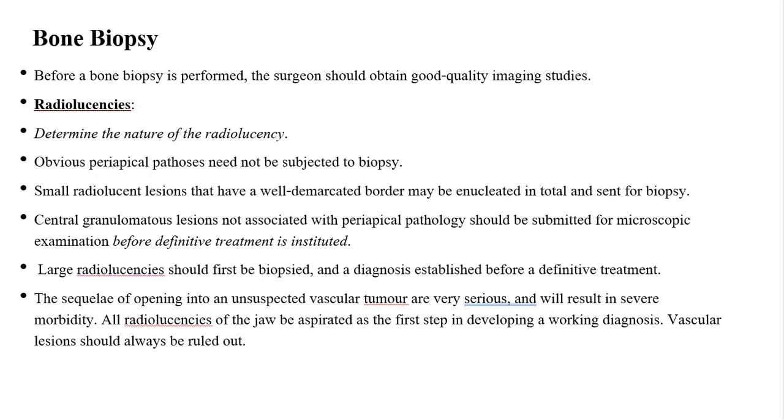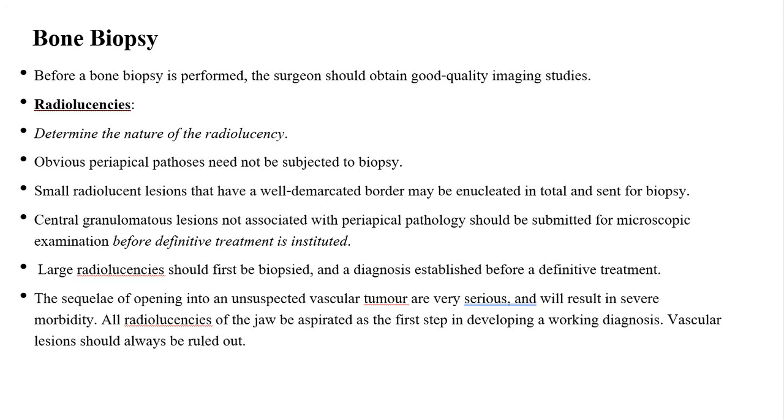Next is bone biopsy. Before a bone biopsy is performed, the surgeon should obtain good quality imaging studies. Radiolucent lesions: determine the nature of the radiolucency. Obvious periapical pathosis need not be subjected to biopsy. Small radiolucent lesions have a well-demarcated border. It may be enucleated in total and sent for biopsy.